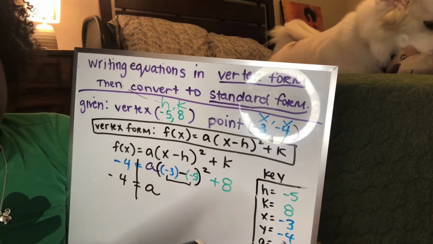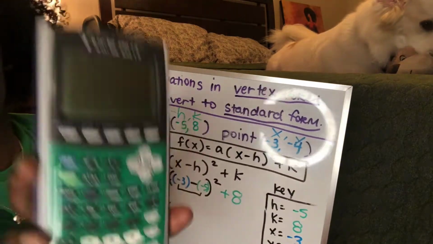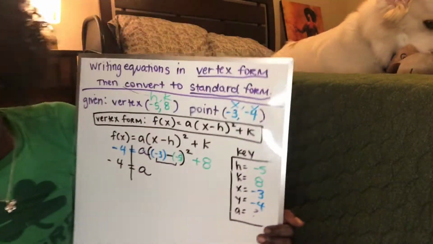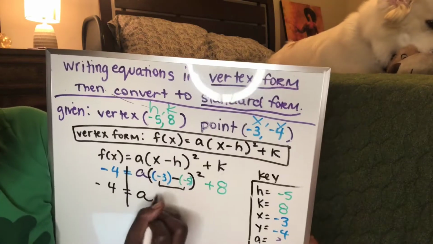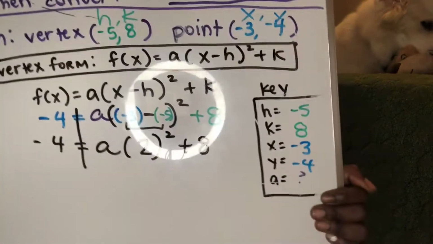-3 minus -5 is 2, okay? So in that parentheses, I'm going to write now parentheses 2, still keep the squared, still add 8, okay?